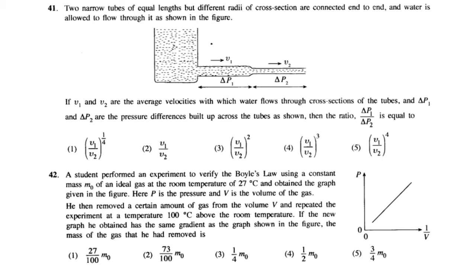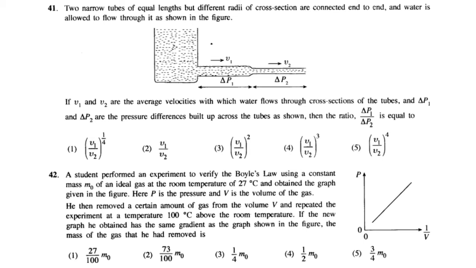Question number 41. The diagram shows how two narrow tubes are connected to a water tank, and the pressure differences between the two ends of the tubes are given, delta P1 and delta P2.